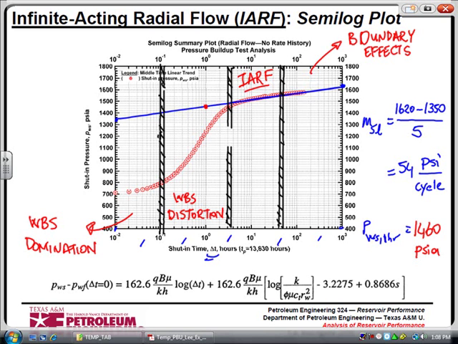But if we gave you 113,630 hours production and then 144 hours shut in, the graph would be 100 times larger. So it's, you know, it's right.